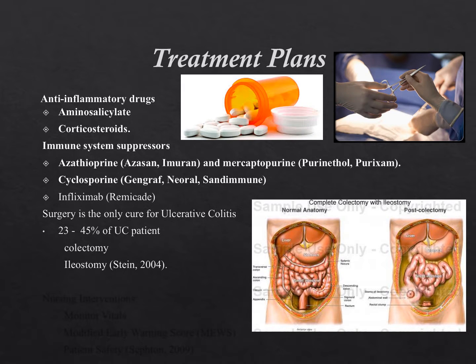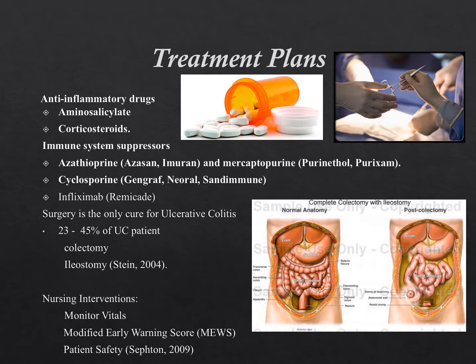The first line of treatment is with medication. Anti-inflammatory drugs really help treat the symptoms of the disease. They're relatively safe with very few side effects. Immune system suppressors do what their name entails. They suppress the immune system, so it's important to be monitored by healthcare professionals. But between 23 and 45% of these patients are going to need to undergo surgery when medication is no longer effective. And it is the only cure for ulcerative colitis. And so patients will either have a colostomy or an ileostomy, as illustrated in the slide as you see here.